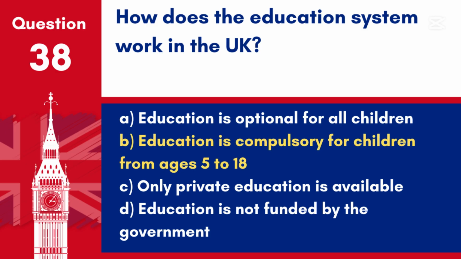Answer B. Education is compulsory for children from ages 5 to 18. In the UK, children are required by law to be in education from the ages of 5 to 18, which can include state, private, or home education.